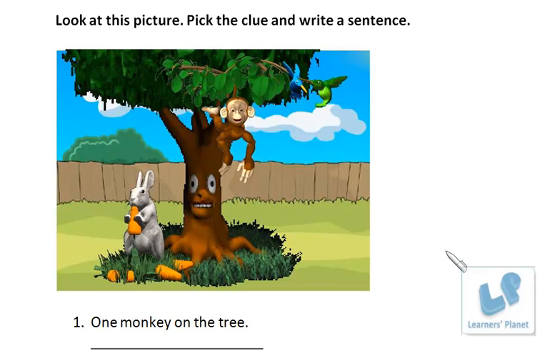Okay. इस पिक्चर को देख के वैसे भी आप कई सारे सेंटेंसेस बना ही सकते हैं, जैसे there is a rabbit in the garden, there is a tree in the garden, there is a monkey on the tree, there is a bird, there are two birds on the tree, there are green leaves on the tree, there is grass, there are some carrots on the grass, there aren't any fruits on the tree.